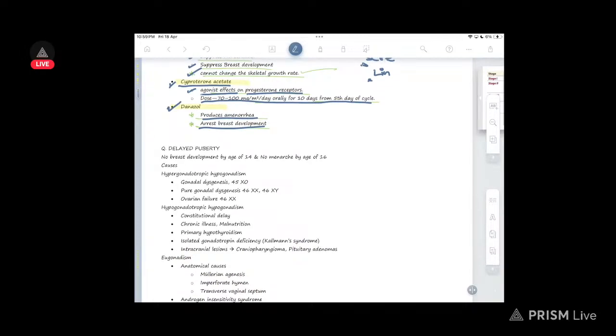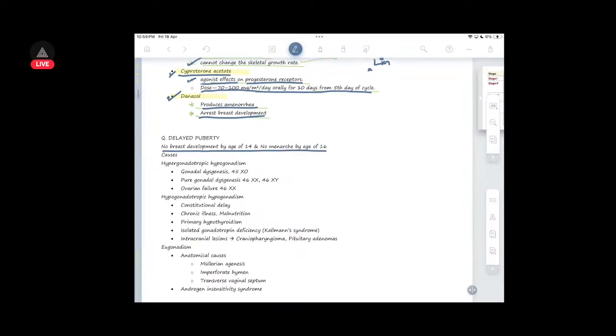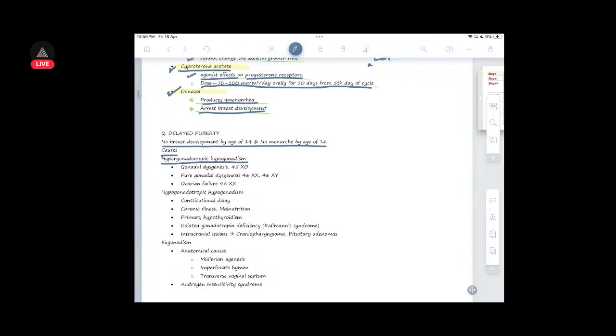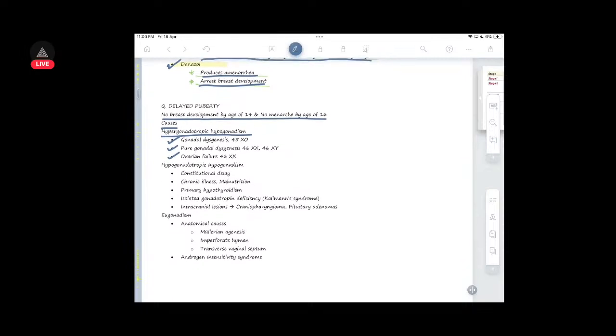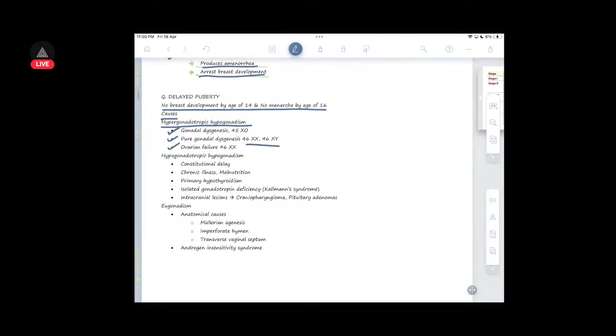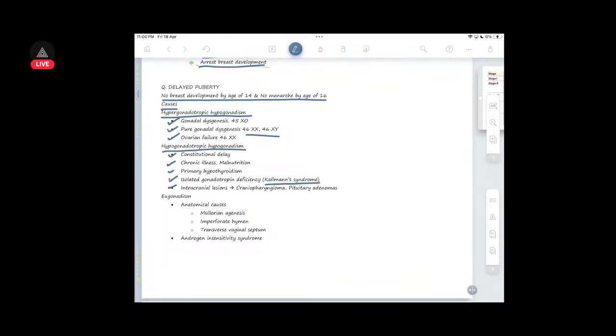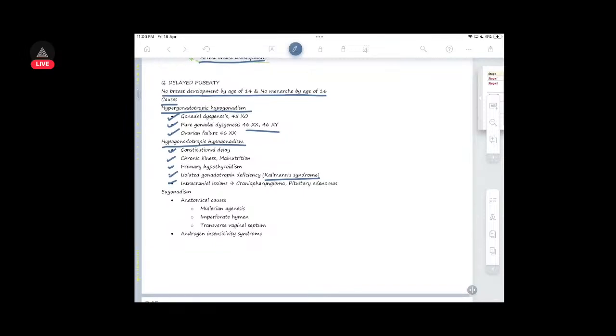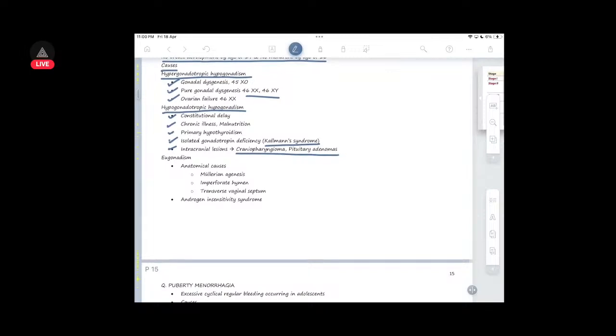Then we have delayed puberty, which is no breast development by age 14 or no menarche by age 16. Hypergonadotropic hypogonadism is caused due to gonadal dysgenesis, pure gonadal dysgenesis, and ovarian failure. Hypogonadotropic hypogonadism includes constitutional delay, chronic illness, malnutrition, primary hypothyroidism, and isolated gonadotropin deficiency, which is Kallmann's syndrome. And intracranial lesions, you will have craniopharyngioma and pituitary adenomas.